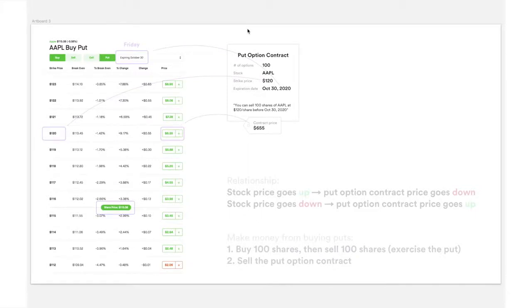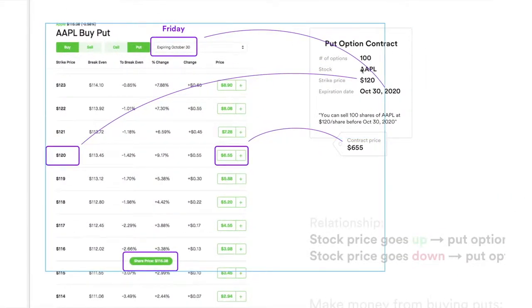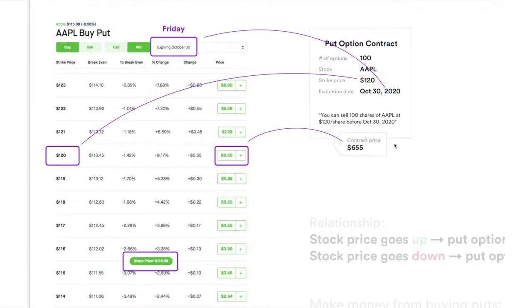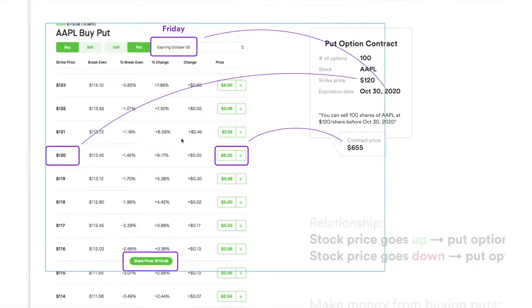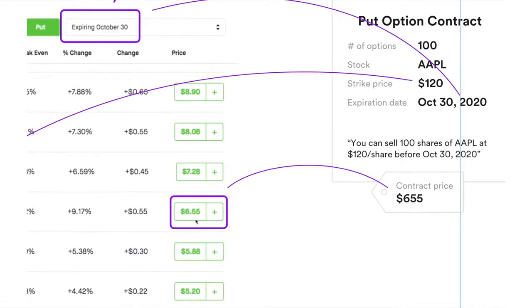And I have actually taken a screenshot earlier, and now we can see how the put option contract will match the Robinhood option trading UI. You see the put option contract, it would define the stock, Apple, right? Strike price 120, it says 120 is the strike price. And then expiration date is October 30th, which is a Friday typically. And then the option price is $655. So it's at 6.55 only for the price. It was because it's listed as the price for each option.